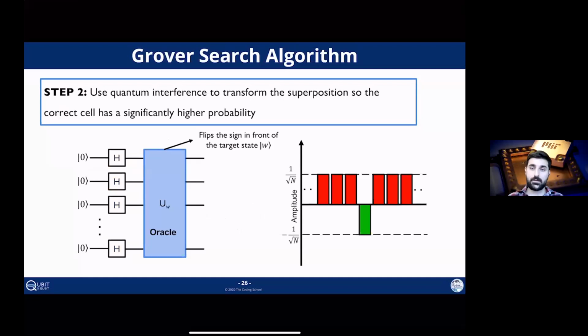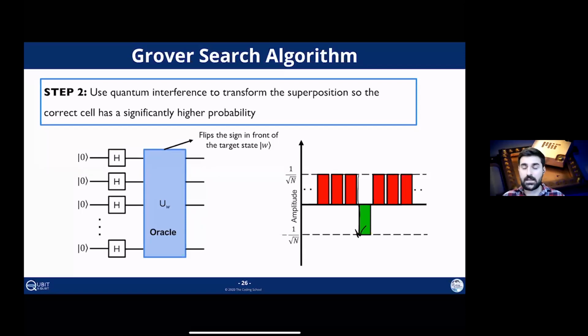Okay, next, this is step 2 of the algorithm. We use quantum interference to transform our superposition so the correct cell has a significantly higher probability of being measured. And for that, we apply this thing called an oracle operator. All the oracle operator does is flip the sign of the amplitude of the correct state. So it went from everything being at amplitude 1 divided by square root of n to now the correct answer being at amplitude minus 1 divided by square root of n. So what we did is that we flipped this amplitude. This went from up here to down here.